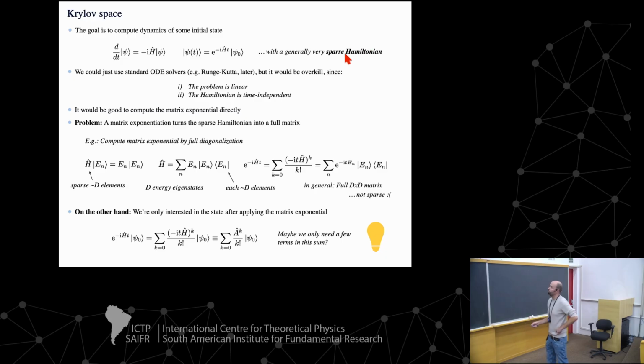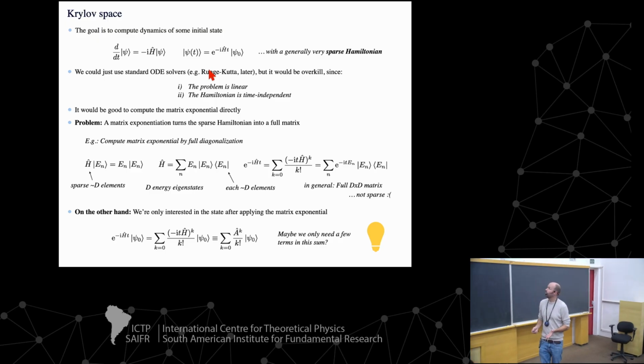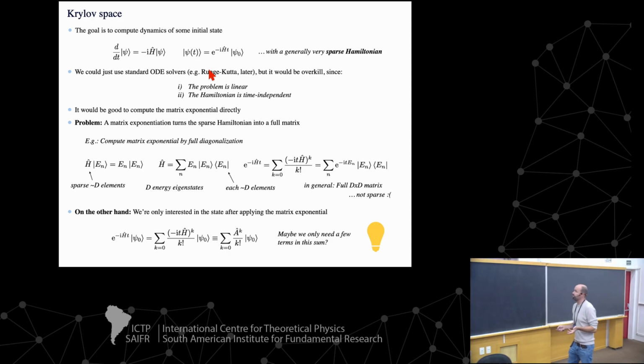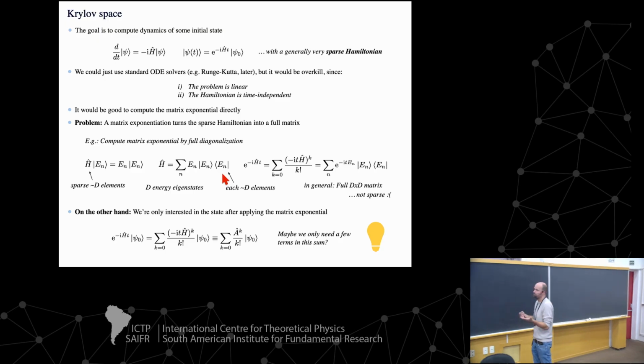Okay, so this is a problem where one could use a general ODE solver, which we will come back to later, but this would be really overkill because the problem is linear, plus the Hamiltonian is time independent. It would be great to do a direct computation of this matrix exponential with the sparse matrix, but as I mentioned before, if I look at my spectral decomposition of the Hamiltonian, I would have capital D eigenvectors, which are all full eigenvectors, and my matrix would be full. So I cannot really make use of the sparse matrix.